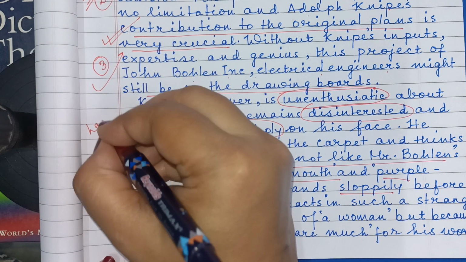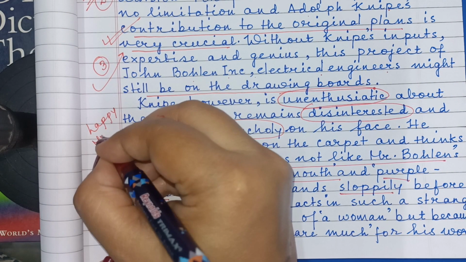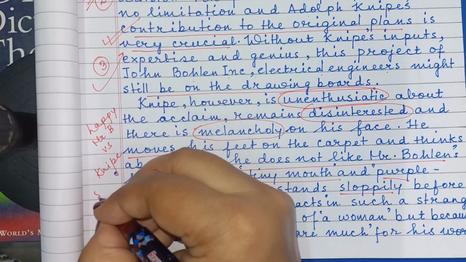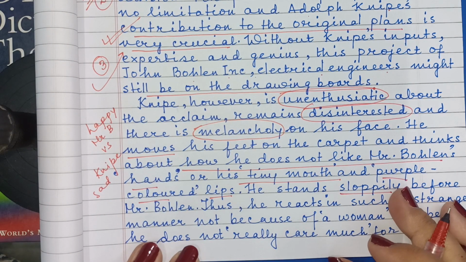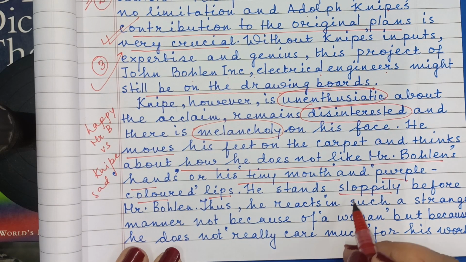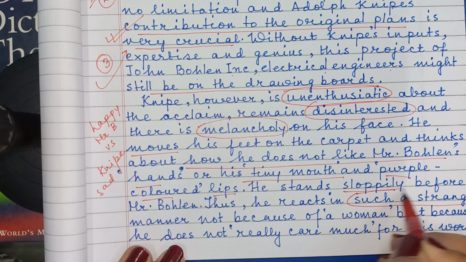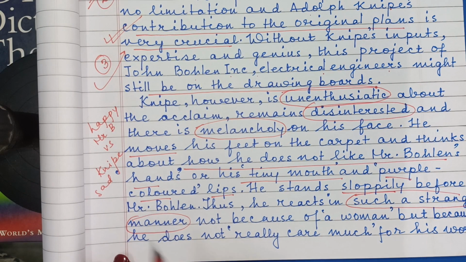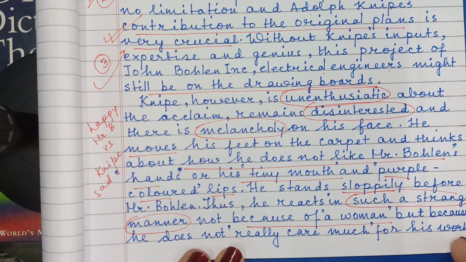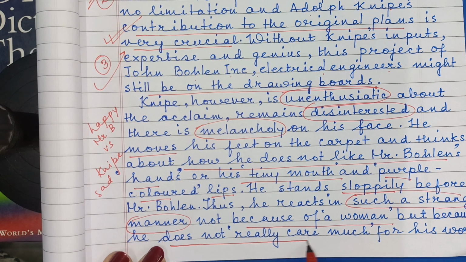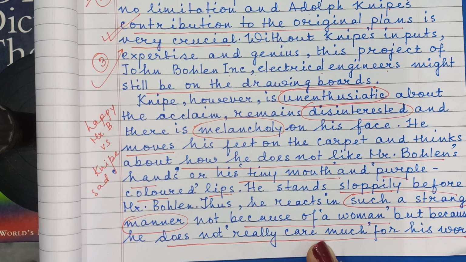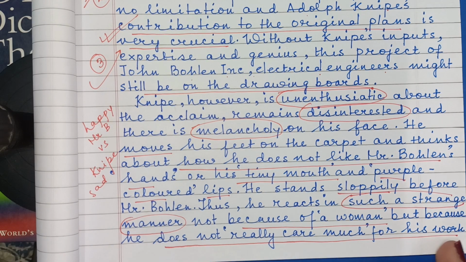So we have happy, pleased Mr. Boleyn, versus we have Knipe, and Knipe is sad. He is detached. He stands sloppily before Mr. Boleyn. Thus he reacts in such a strange manner. So what is the third subpart? Why? Not because of a woman, it's there in the text, but because he does not really care much for his work. Textual references, textual quotations I have used, even for a 5 marks answer.